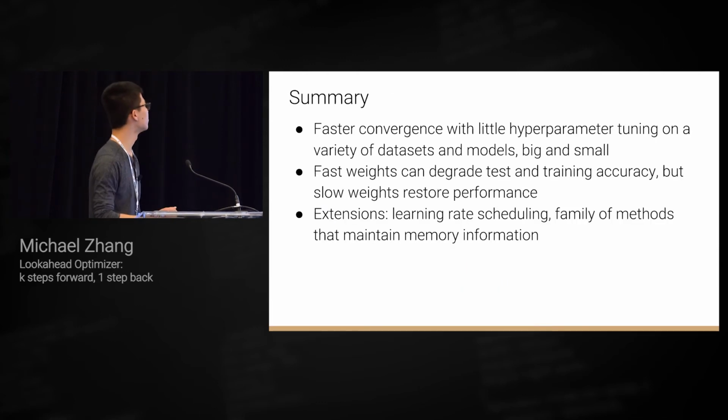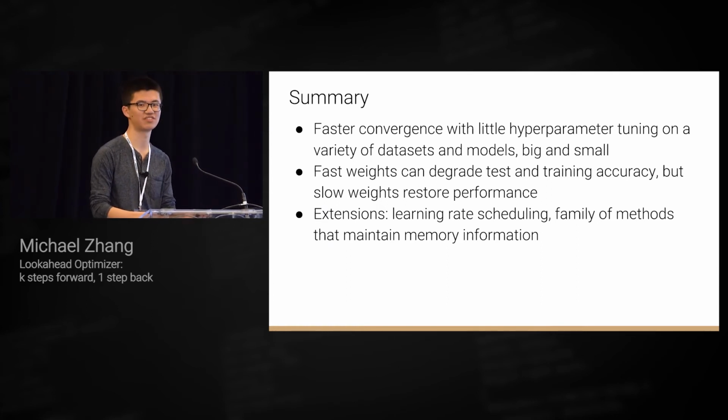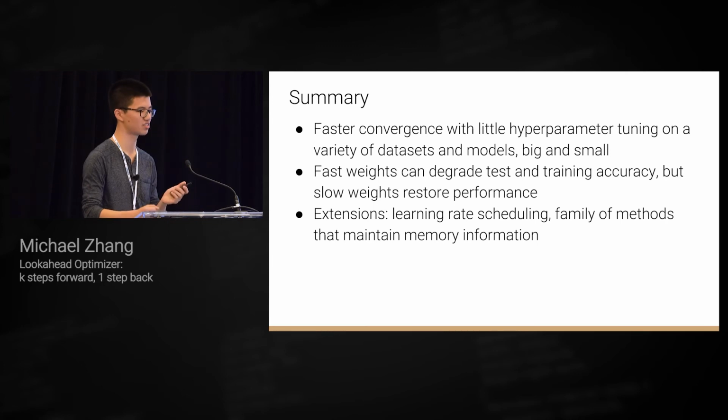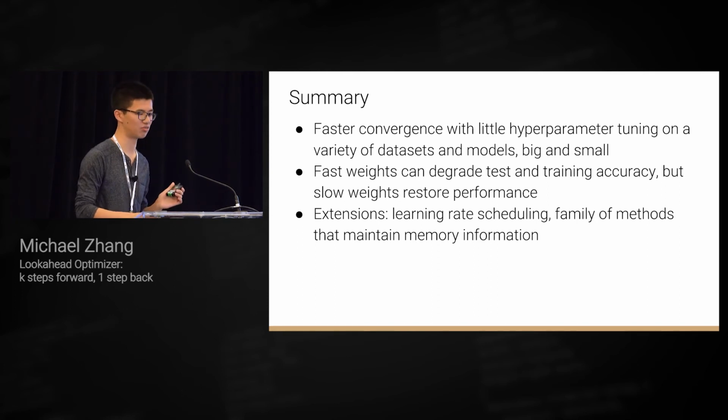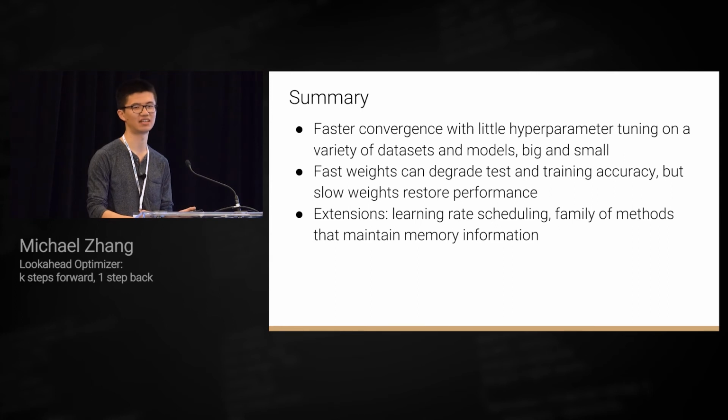So to summarize, we introduced a new method that achieves faster convergence on a variety of different data sets and models. It's pretty robust to the choice of hyperparameters, and it's really easy to incorporate into existing pipelines as well. In terms of extensions, it's interesting to see whether we can do some sort of learning rate scheduling, maybe even in terms of the alpha parameter within the look-ahead optimizer, and then look at this general family of methods that maintain memory information. Look-ahead has one additional copy because we save the parameters every k steps, but we can potentially imagine other schemes for maintaining additional memory about the gradients.